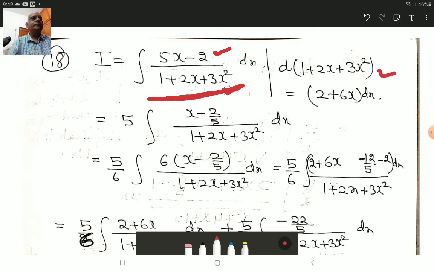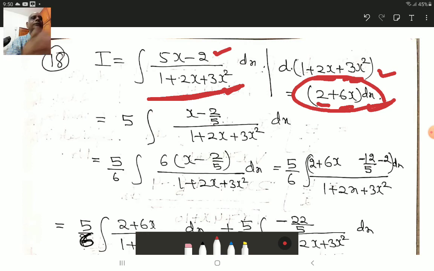See, what is its derivative? Look here, I have done it. Derivative of 1 is 0, that of 2x is 2, and that of 3x square here is 6x, whole into dx. So this (2 plus 6x) is to be created in the numerator here. But we have 5x minus 2. So don't add 1x to it to make it 6x. That will not do. Because 6x will be created, but one more minus x will be left. What will we do with that?